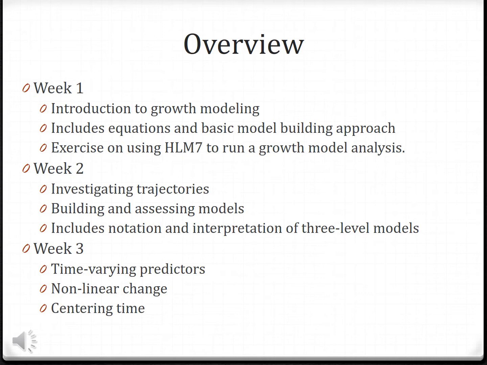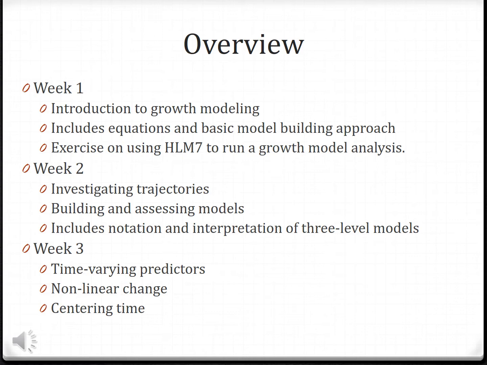Things are a little bit different. Things are a little bit more, I think, exciting. We will talk about notation and interpretation of 3-level models. Because when we start week 1, we're going to just talk about multiple measurements within people. So it's quite an individualistic approach, and then we're going to move forward into integrating a 2-level model with actually growth modeling.